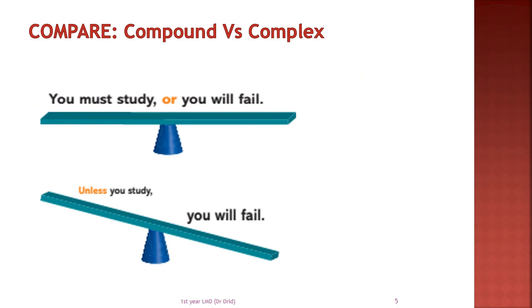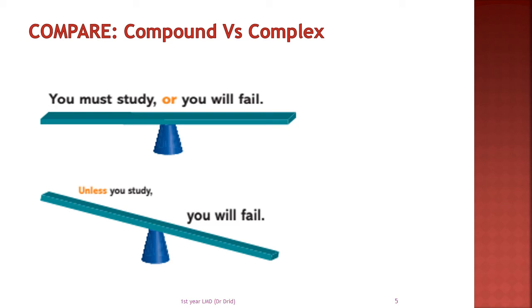Let's compare the ideas in compound and complex sentences. Generally, in a compound sentence, the ideas are equal in importance. For instance, in the sentence, "You must study or you will fail," both clauses are independent and can stand by themselves. They don't need another group of words to complete their meaning. Therefore, coordination is used between them, the coordinating conjunction.